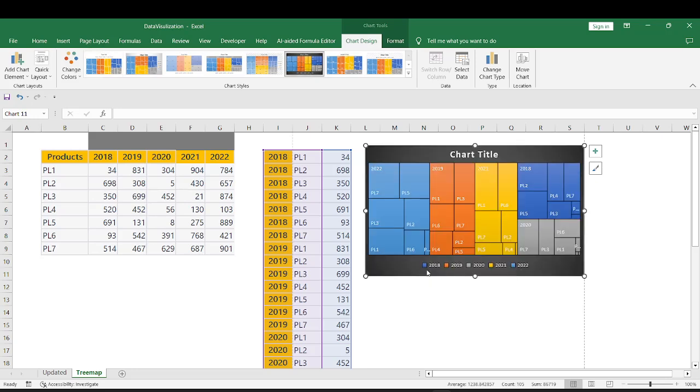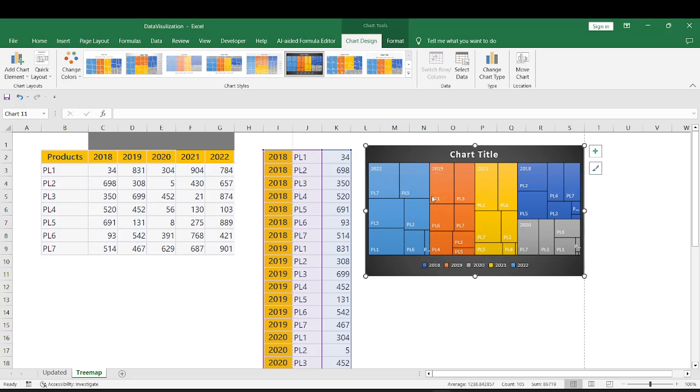From the legend, we understand that dark blue is 2018, light blue is 2020, 2019 is the orange one, the gray is 2022, and the yellow one is 2021. From this tree map, we can understand that the first one is the topmost year where the highest products were manufactured. That's the reason it's shown in the first range.